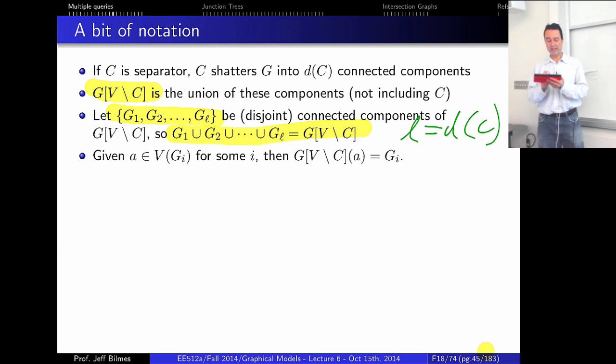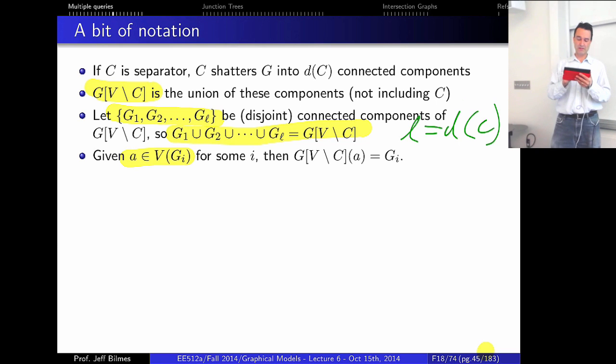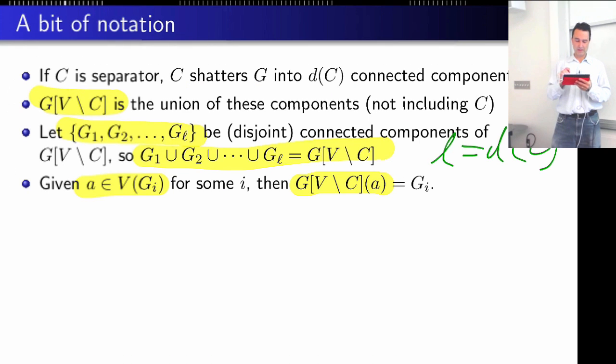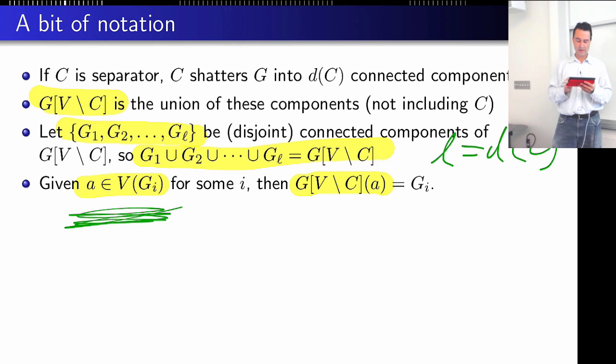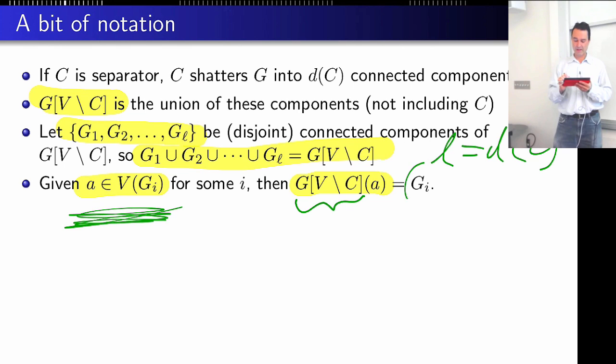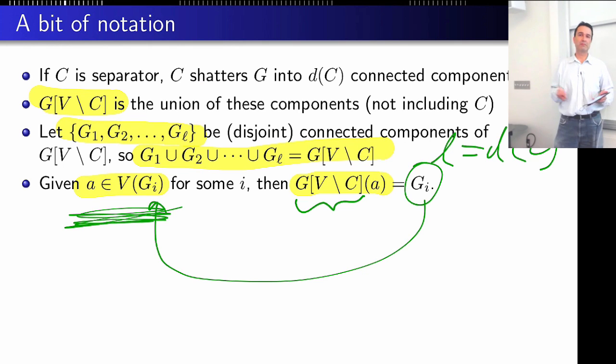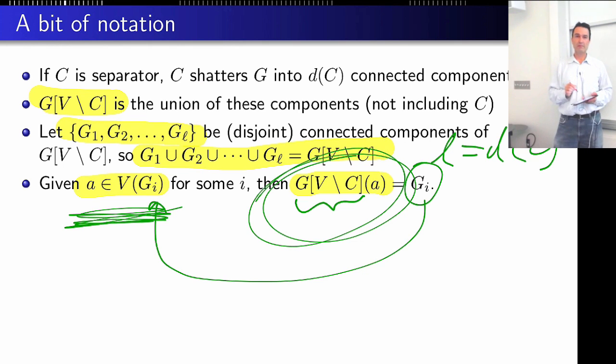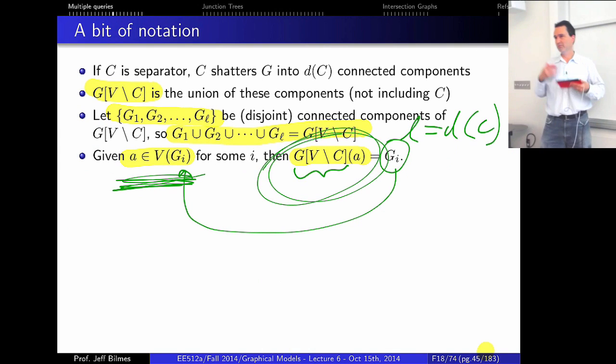Okay, so we can then take any vertex in any of the components, and this gives us a very simple notation. If we take any vertex A, then the induced graph on V except for C, as a function of A, gives us back the component I, where I is the component where A lives. So it's just a very simple notation that we're defining here. It gives us a very easy way of referring to the component of the shattering by C in which vertex A lives.